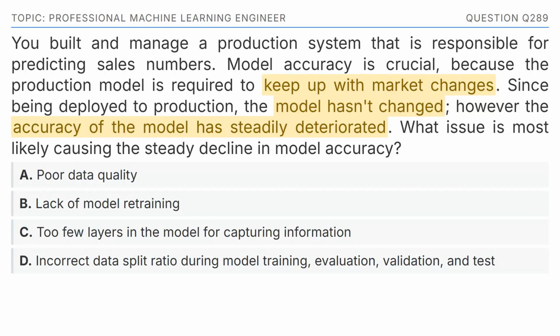To arrive at the correct answer, we focus on the keywords: keep up with market changes, model hasn't changed, accuracy of the model has steadily deteriorated. The correct answer is option B, lack of model retraining.